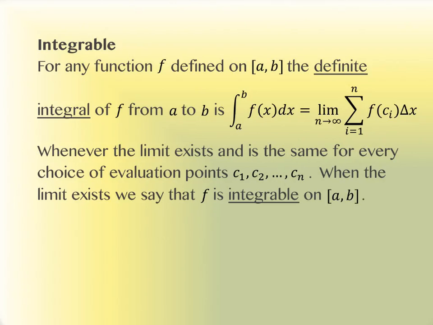So whenever the limit exists, this works. It is the same for every evaluation point c1 to cn. That's the idea of when the widths of those rectangles become infinitely small, right? They go to 0, and the left endpoint, the middle point, and the right endpoint all converge to the same point. That's what that c1 to cn is talking about there. And when the limit exists, we would actually say then that f is integrable on a, b, and the integral exists. Okay? That's the notation for what we're doing.